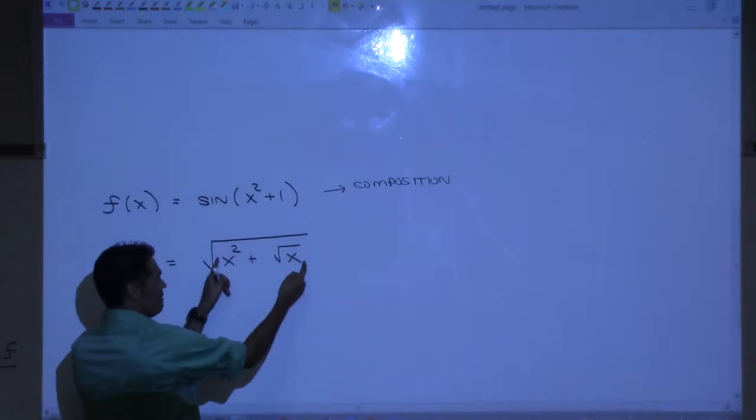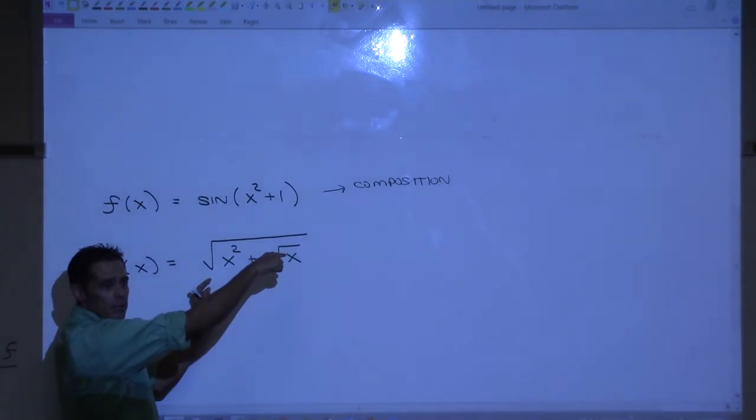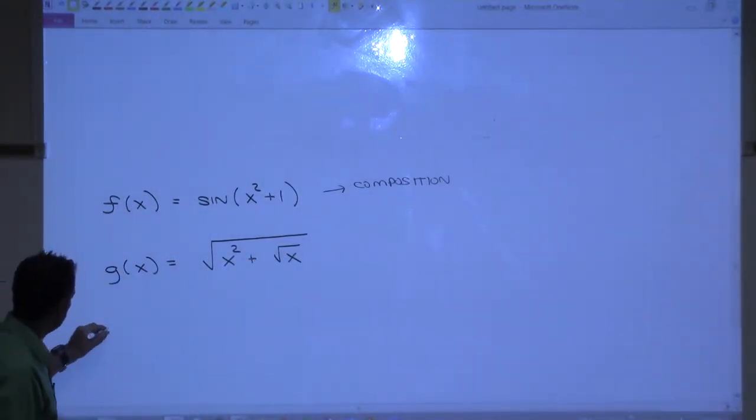Take a look at this right here. That thing right there lives inside of this square root, right? So this would be composition also. Here's something else.